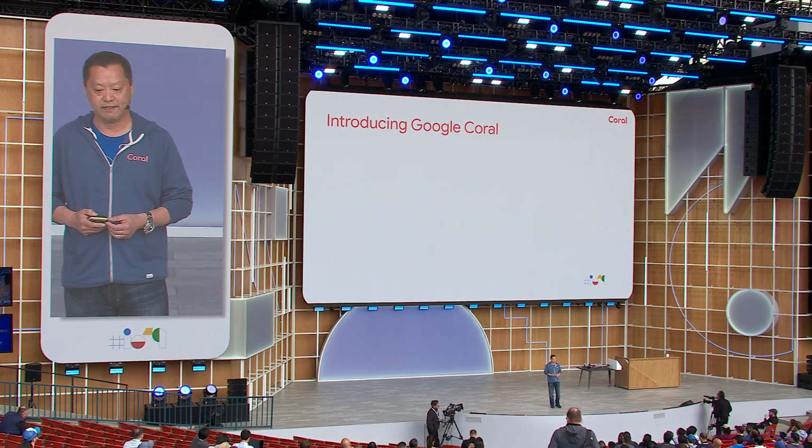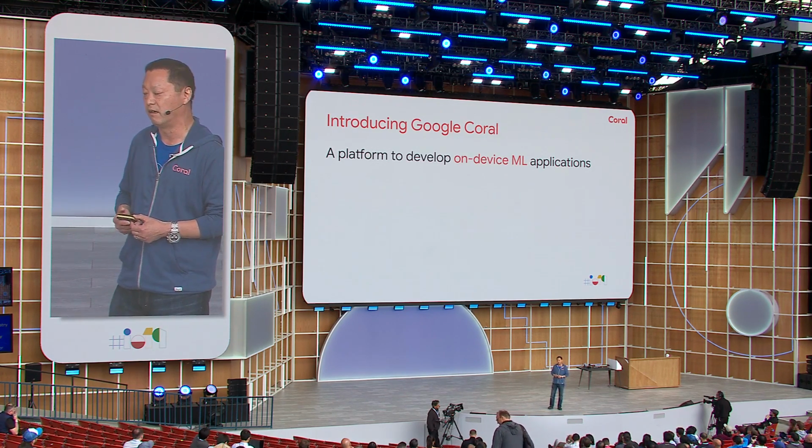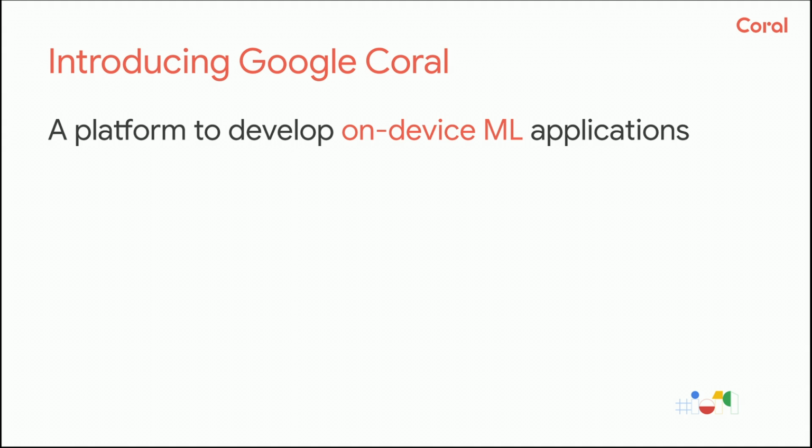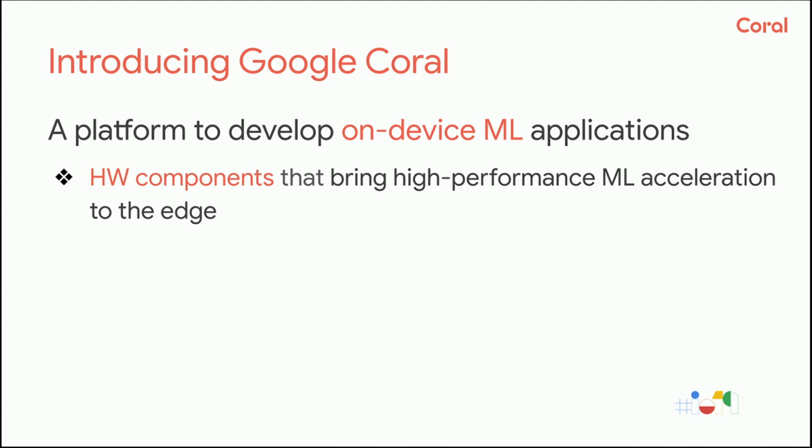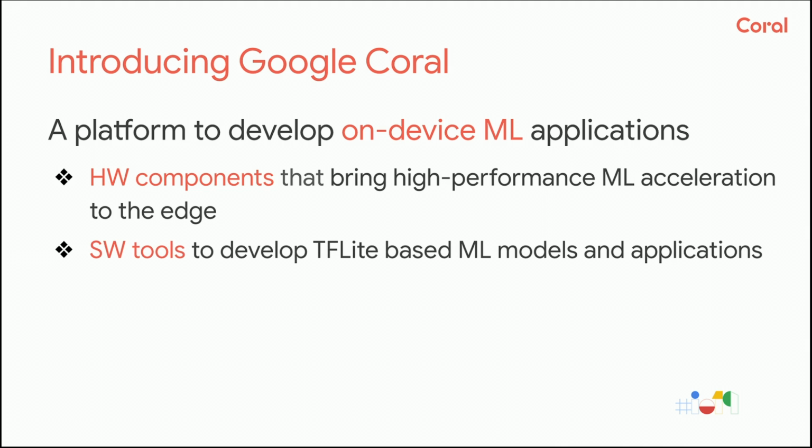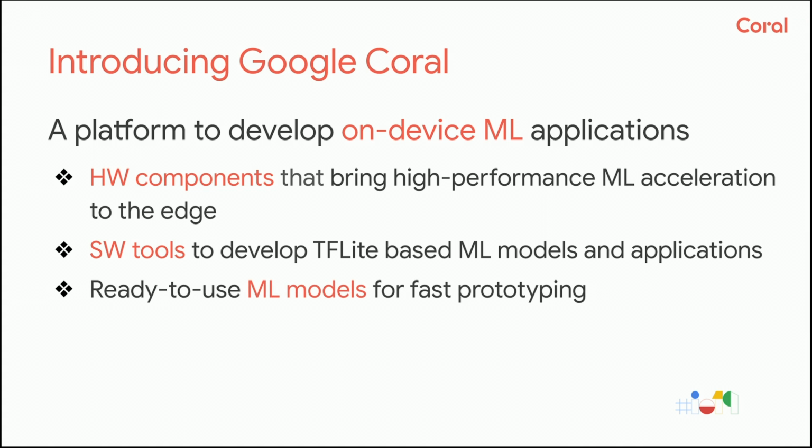Coral is designed to make it easier to bring machine learning onto the device and easier for you to develop applications. It is a platform to make prototyping to production happen with high speed and efficiency. It is a platform to develop on-device machine learning. It offers a group of hardware components to bring unique high-performance machine learning capability right onto edge devices. It also offers a complete set of software toolchains to enable you to develop AI and machine learning applications with ease. In addition, Coral also offers a set of ready-to-use machine learning models for you to quickly deploy onto devices.